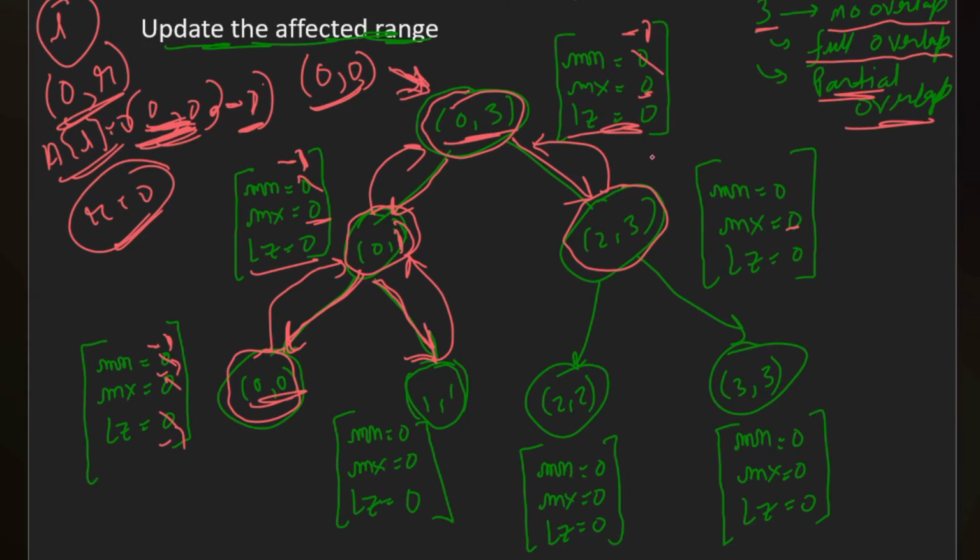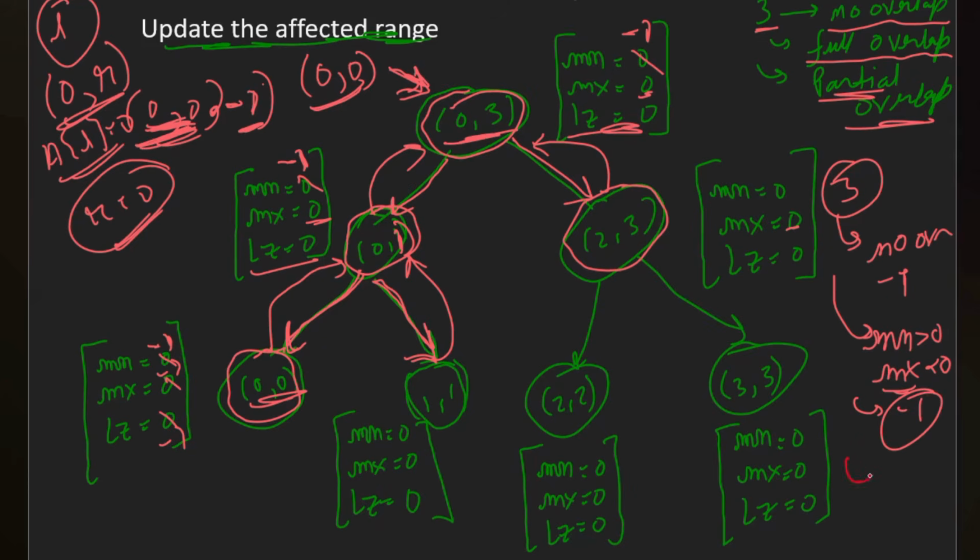So in case of checking this, we've used three cases. One is if no overlap, then we return -1. Second case is either minimum is greater than 0 or maximum is less than 0, means it is not possible in that range to get the sum as 0. In that case also we will return -1. What is the third case? Third case is the node is a leaf node, means left part of the range and right part of the range are equal. In that case we will be returning our index L.